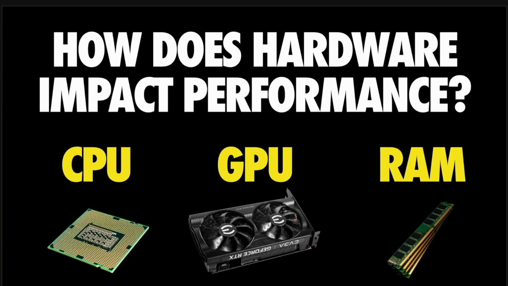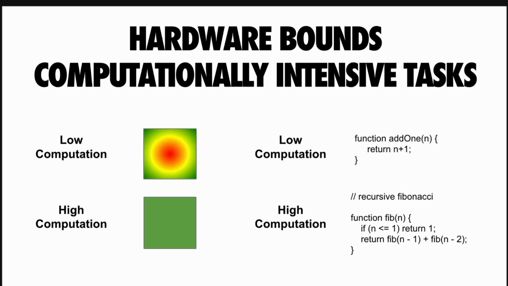So as I mentioned, CPU, GPU, and RAM, these are things that can impact performance that are related to your hardware. Now, hardware constrains computationally expensive tasks. Now, these are often tasks requiring a lot of operations. They can be expensive rendering, expensive JavaScript. Even if you don't understand how CSS works, you can imagine rendering gradients as maybe more costly than just rendering a rectangle.